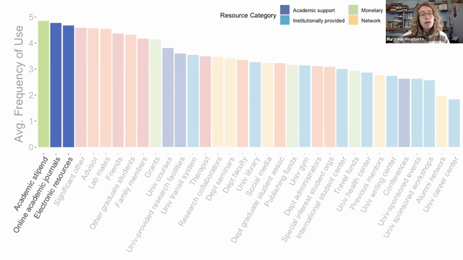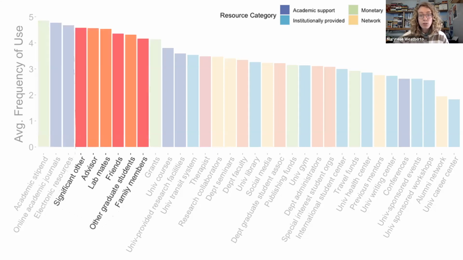The next big thing I want to point out is this huge block of social resources. So after those top 3 most frequently used resources, we've got both social academic and social non-academic resources that were used the next most frequently. And this shows that students are relying on their social support networks a ton day to day.